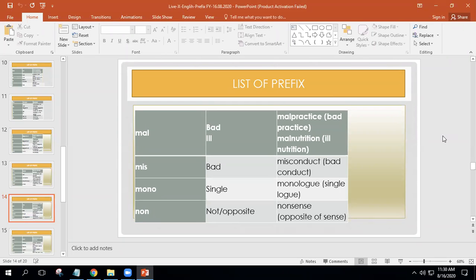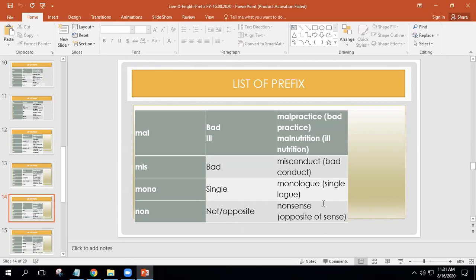Next, you see mono. Mono means single. And the example can be monologue, that is single log. Next, non. Non means not or opposite. The meaning is just lying within the prefix non. You all know that. So the example can be nonsense, that is opposite of sense. Here, monologue is also a new term.